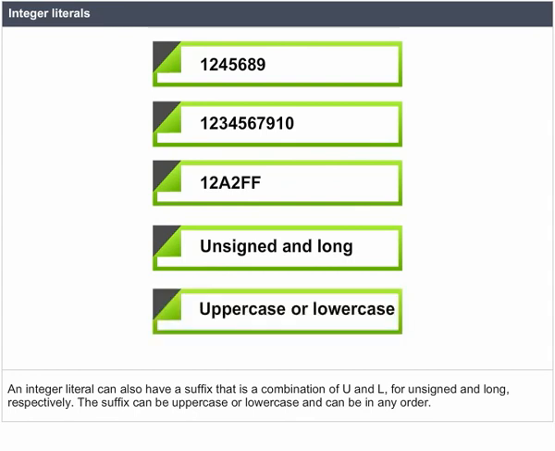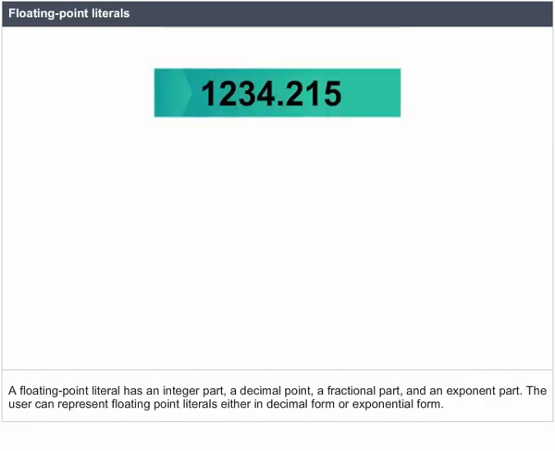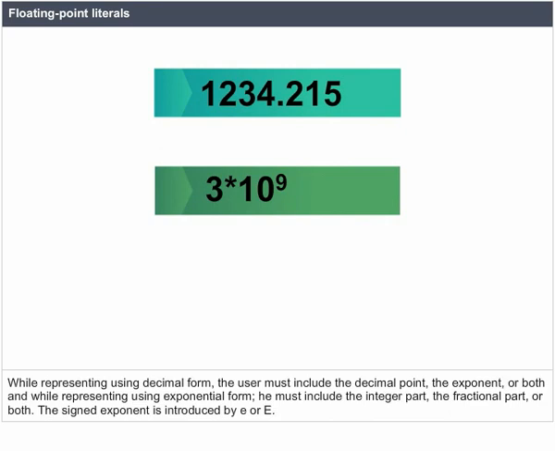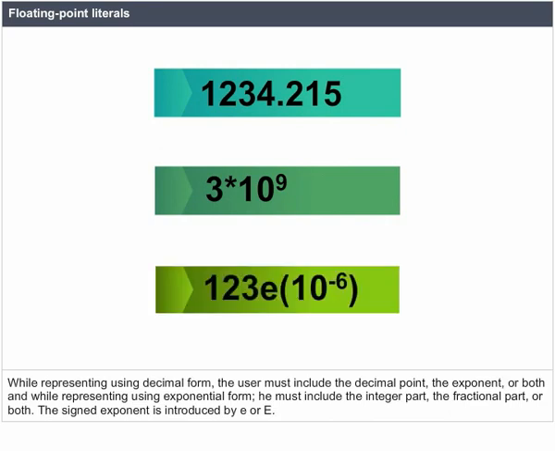Floating point literals. A floating point literal has an integer part, a decimal point, a fractional part, and an exponent part. The user can represent floating point literals either in decimal form or exponential form. While representing using decimal form, the user must include the decimal point, the exponent, or both, and while representing using exponential form, he must include the integer part, the fractional part, or both. The signed exponent is introduced by small e or capital E.